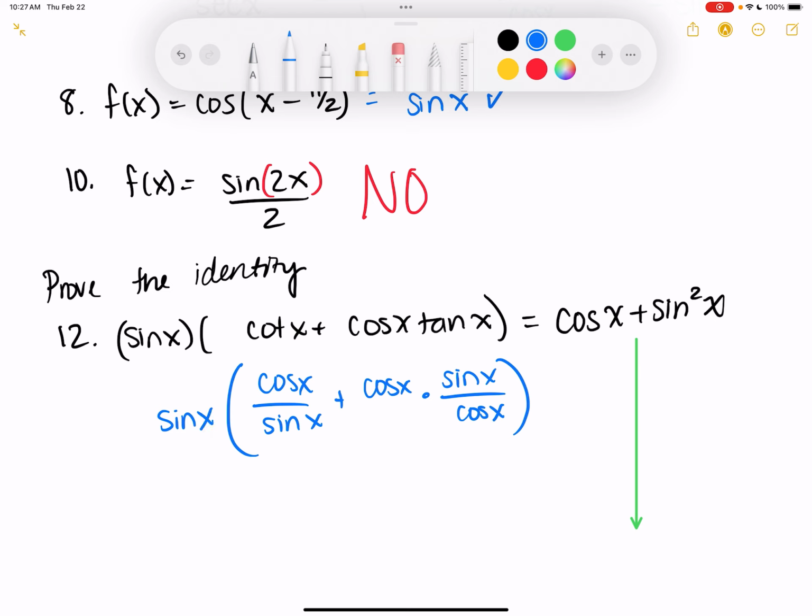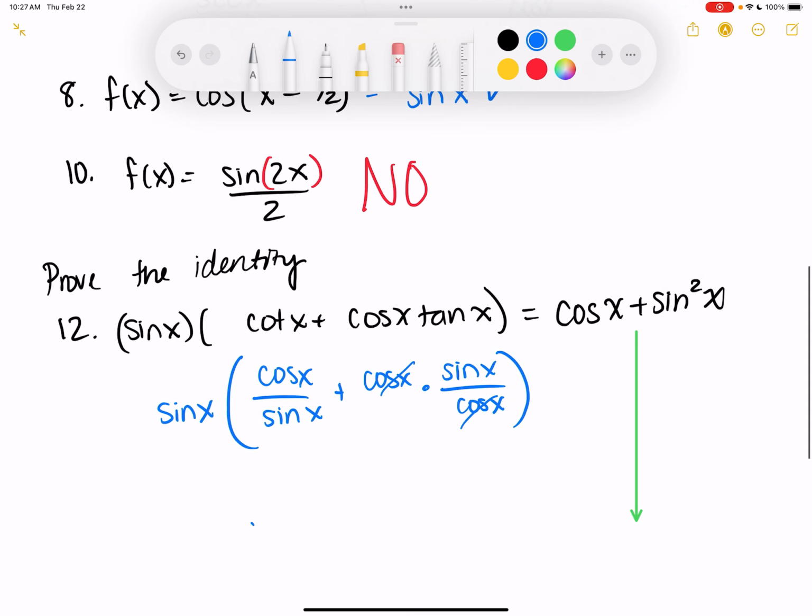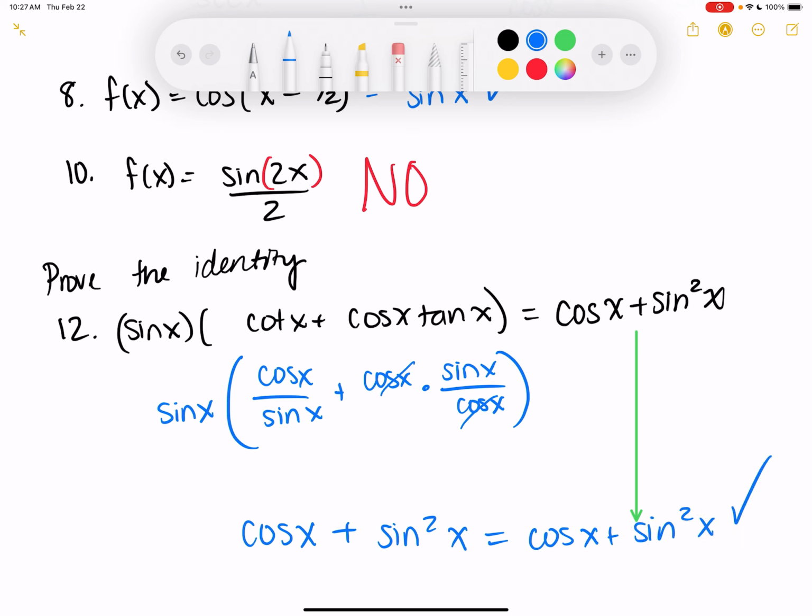So this way now, over here, cosines cancel, right? Then when I distribute this sine through, sine times cosine over sine, the sines cancel and leave you with cosine. Plus, sine times sine is sine squared, which is equal to what I was trying to find. So I've solved it.